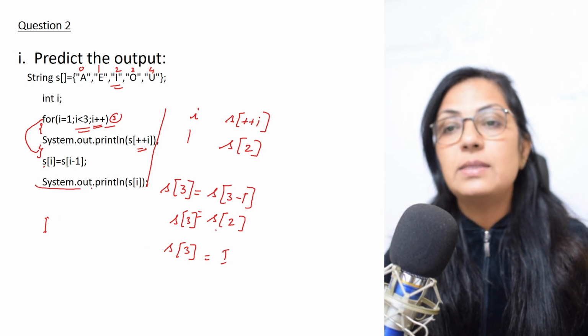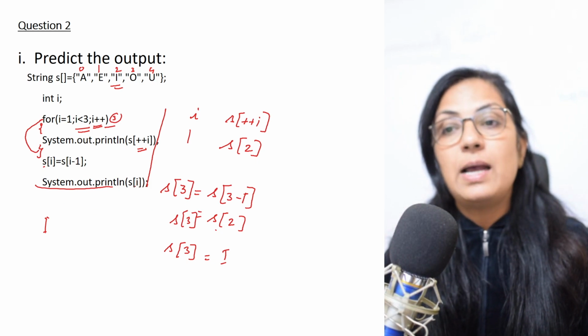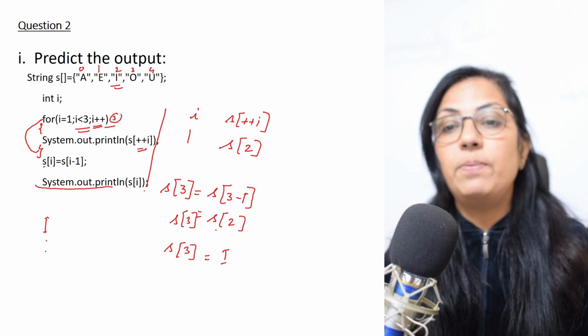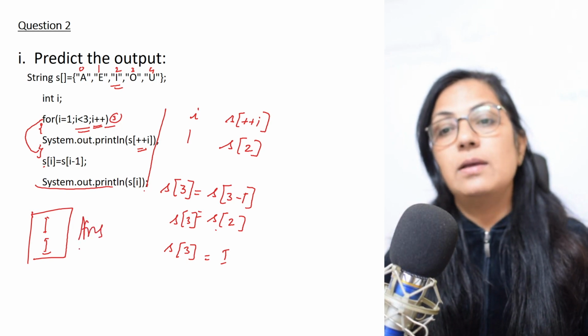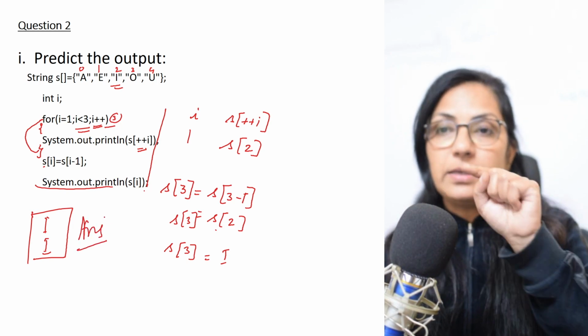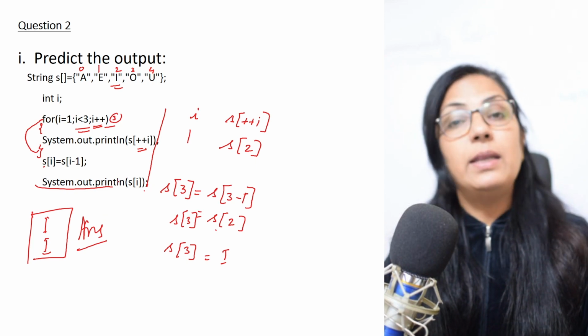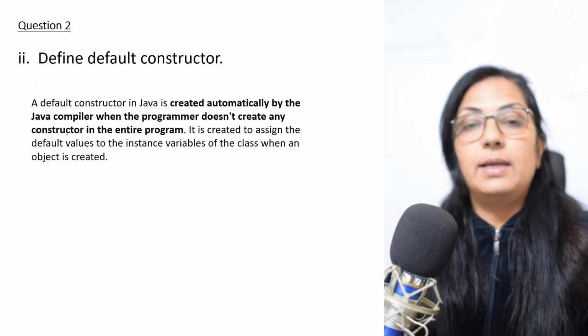And after this, the next statement says print ln s[i]. So it will print the value of s[3] and again it will print i. So your output is i and i. This is your answer, right children? Children, please write this down in your notebook and try to solve it yourself, and in case of any doubt, please do comment, right?